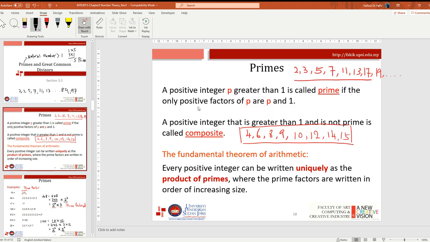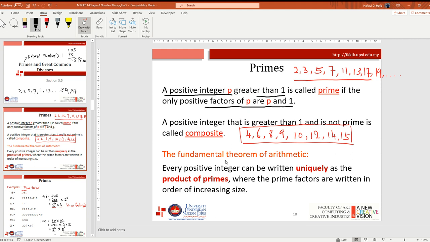This is just further explanation. A prime is a positive integer that must be greater than 1. It is called prime if the positive factors of p are p and 1. A positive integer that is greater than 1 and is not a prime, for example 4, 6, 8, 9, 10, 12, which can be divided by 2, we call a composite.